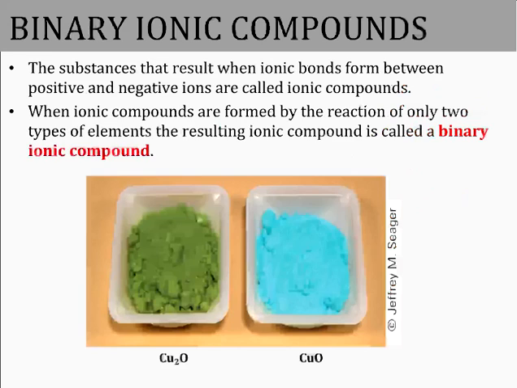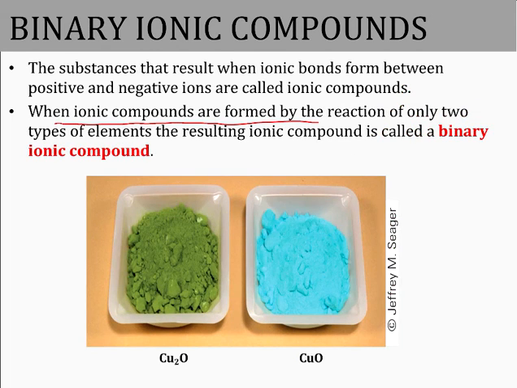So sodium chloride and other ionic compounds that only contain two types of elements or ions are called binary ionic compounds. So again, when ionic compounds are formed by the reaction of only two types of elements, this is called a binary ionic compound.